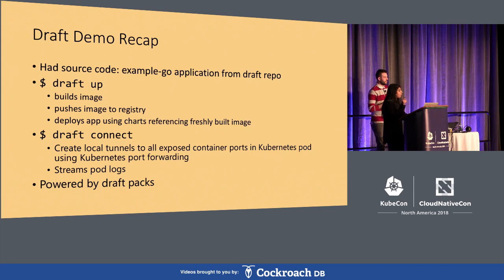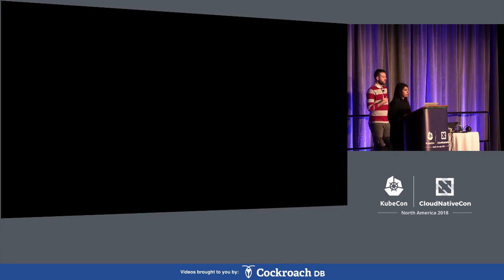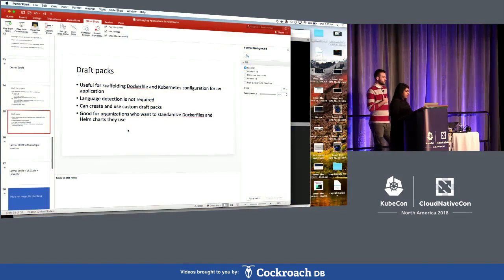All right, so just to recap real quick, that was a few different things. We did a draft up, which built and pushed our image and then deployed our app. And we did a draft connect, which gave us some local tunnels on the exposed container ports in the Kubernetes application pod. And all of this was powered by draft packs, which are great for scaffolding your Dockerfile and Kubernetes configuration.